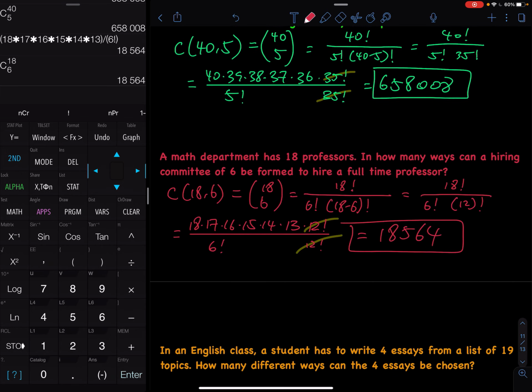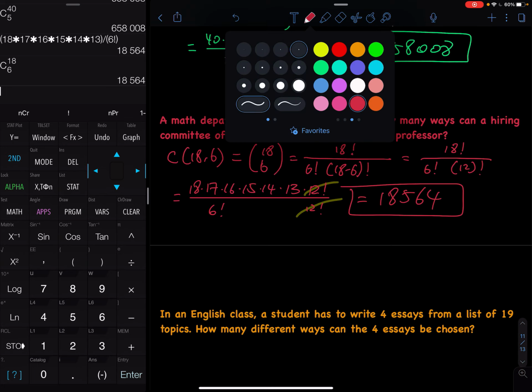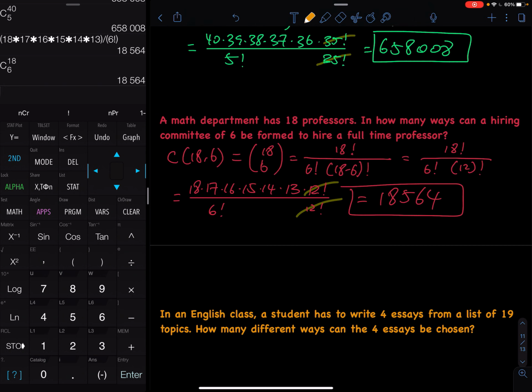All right, do we have another one? Yep. In an English class, a student has to write 4 essays from a list of 19. So then this will be 19 choose 4, because the order is not important. At the end of the day, you turn in those 4 essays. The order is not important.